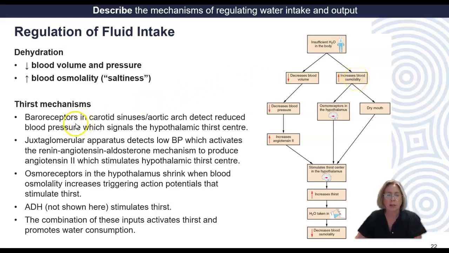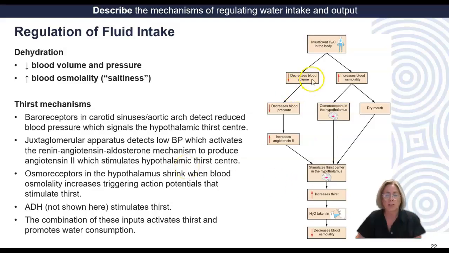Remember those baroreceptors in the carotid sinuses, the aortic arch, they're detecting reduced blood pressure due to that decrease in blood volume, which is going to signal the hypothalamic thirst center. At the same time, we have those juxtaglomerular apparatus detecting low blood pressure in the kidneys, which activates the renin-angiotensin-aldosterone mechanism to produce angiotensin 2, which stimulates the hypothalamic thirst center.